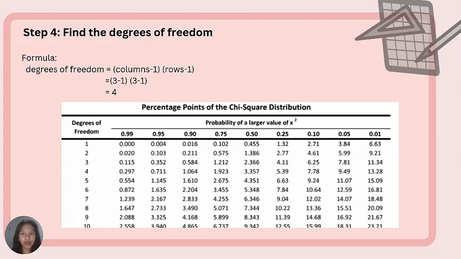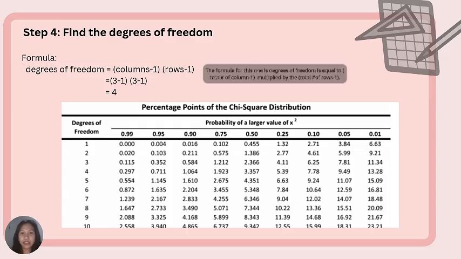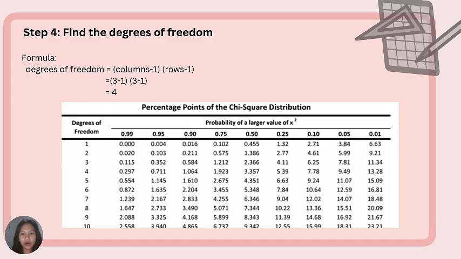After that, let's move on to our next step, which is finding our degrees of freedom. We have our distribution table right here. The formula for this is degrees of freedom equals the total number of columns minus 1 multiplied by the total number of rows minus 1. For our DF, our column is 3 and our row is also 3. So we solve it like that: 3 minus 1 is 2, and 2 times 2 is 4, so our DF is 4.